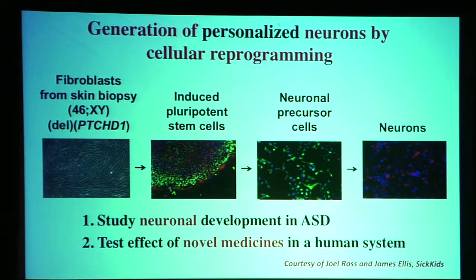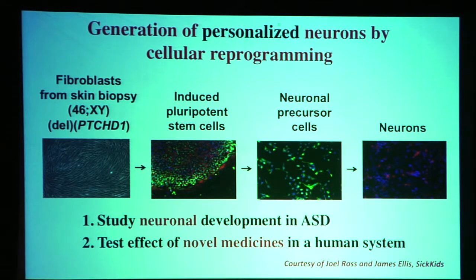So, again, coming to the rescue is scientific technology. A new technology called induced pluripotent stem cells, or iPS, has been developed that allows skin cells to be taken and amazingly turned into any type of cell in the body. This technology is deemed so important it was actually awarded the Nobel Prize for Medicine last year. Here, Joel Ross and James Ellis, my colleagues at the Hospital for Sick Children in Toronto, working with our clinical genetics group led by Wendy Roberts and Melissa Carter, took skin cells from a boy with autism who has the PTCHD1 deletion I mentioned on my slide a little bit earlier.